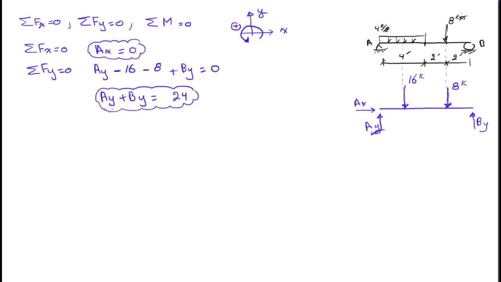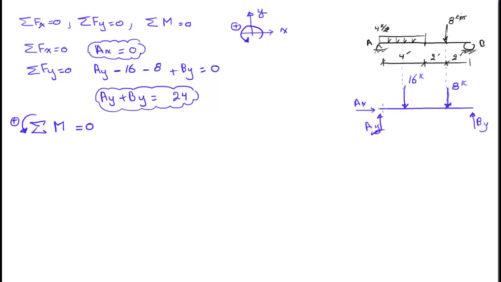Now let's try to apply the third equation. The third equation says sigma of the moments about a point is equal to 0, and just let me remind you, this is the positive direction. Okay, let's pick a point here. There is no rule of picking a point, but the best thing about picking a point is trying to pick that point that has some forces passing through it, so you cancel one of the unknowns.